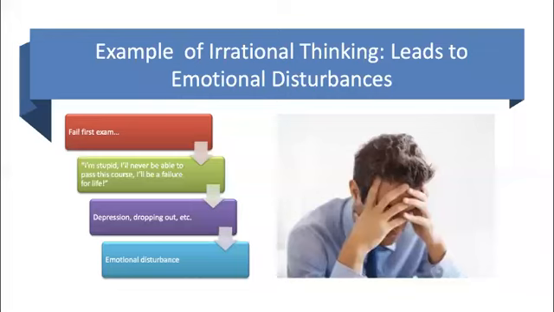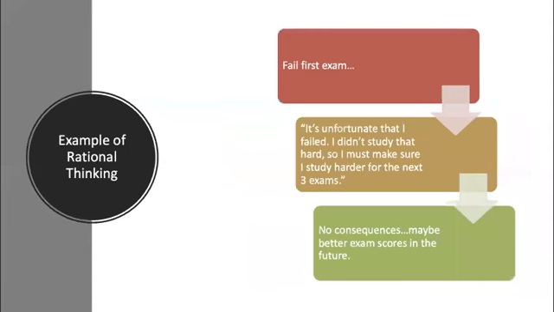cycle. So, for example, a person with irrational thinking might fail their first exam and think, I'm stupid, I'll never pass this course, I'll be a failure for life. And this way of dysfunctional thinking can lead to depression, maybe dropping the class or dropping out of school altogether. And it ultimately leads to emotional disturbances in the individual. Whereas an individual who engages in rational thinking might fail the same test and say, well, that was unfortunate. I didn't study very well, so I'll study for the next exams better. And they move on with their life.